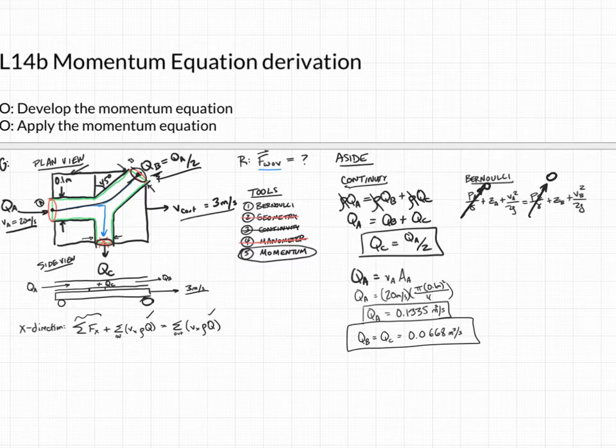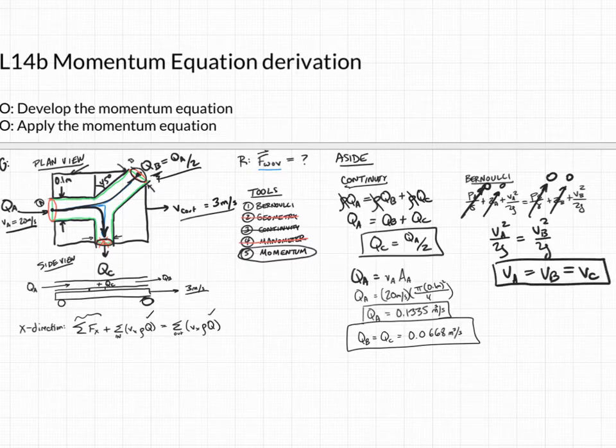Okay, what about the elevation? Well, whatever A is, B also is. So that's going to be 0. And ZB is also going to be 0. So what that tells us is that VA squared on 2G equals VB squared on 2G, which tells us that VA equals VB. Well, that's cool. But I could do this again for C, and I could just use a different streamline, and I would get the same thing. So VA equals VB equals VC. That's pretty cool.